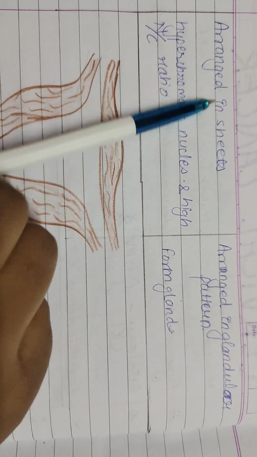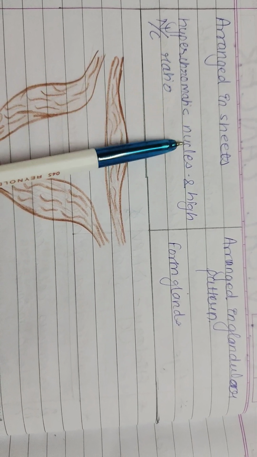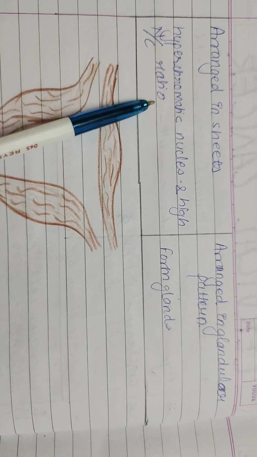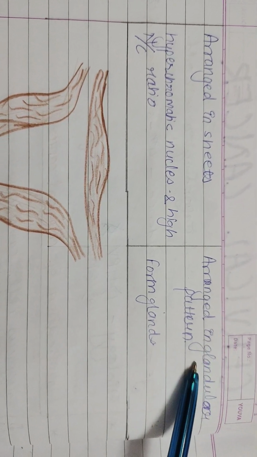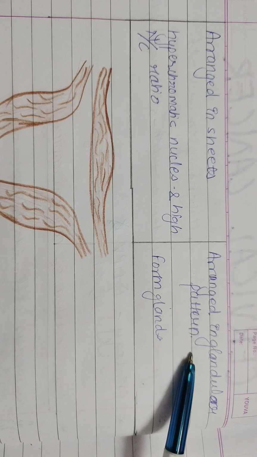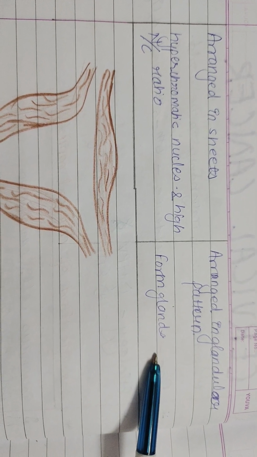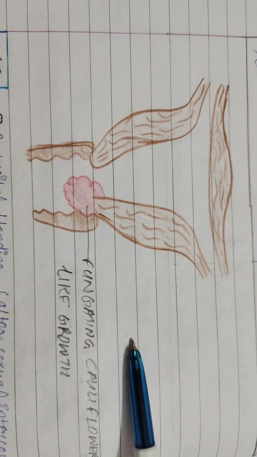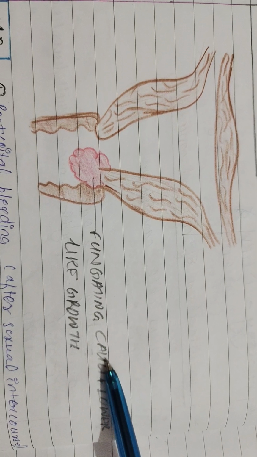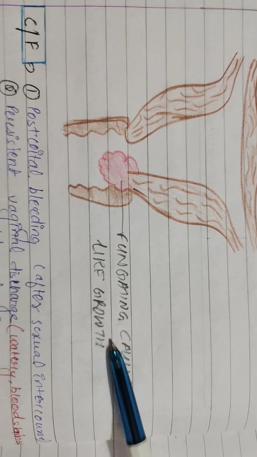Squamous cell carcinoma is arranged in sheets, and hyperchromatic nuclei and high N:C ratio are seen, whereas adenocarcinoma is arranged in glandular pattern and glands are formed in adenocarcinoma. Now in the figure we can see the fungating cauliflower-like growth of the tumor.